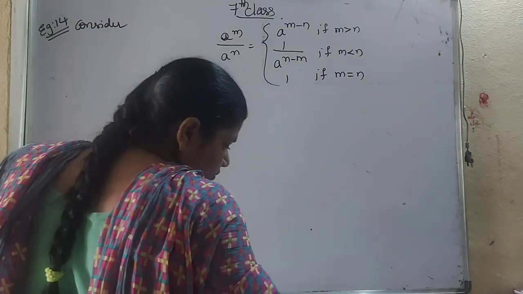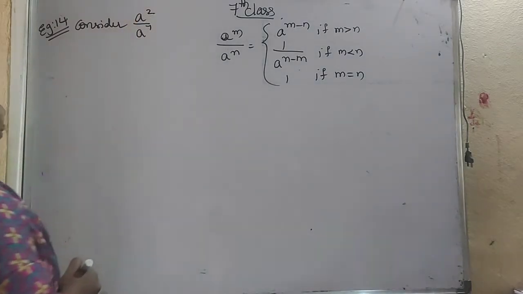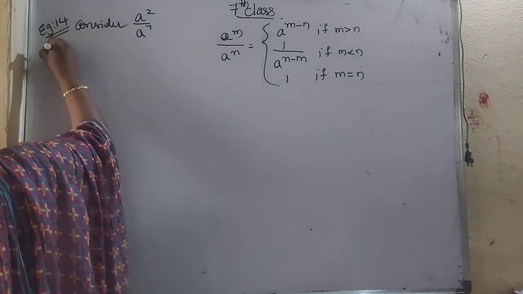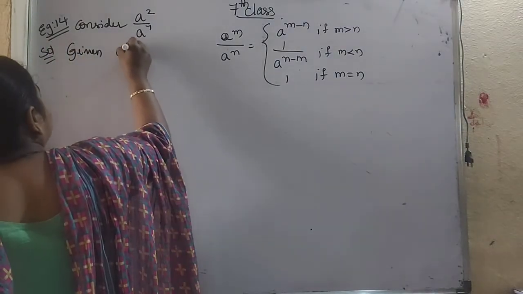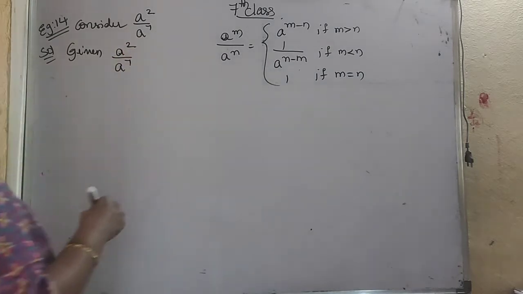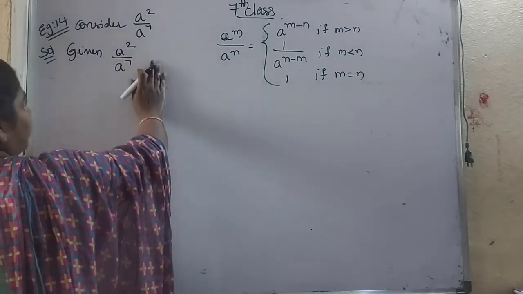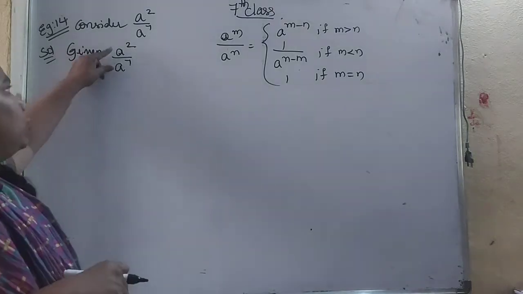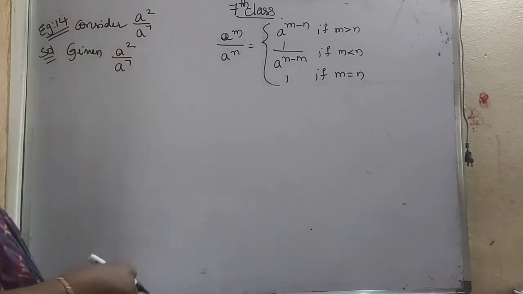Consider A square by A power 7. Again, the same way we have to do it. Solution: given A square by A power 7. If you compare this with that formula, why am I comparing with that formula? Because both bases are equal, powers are different, and it is in the form of a fraction.